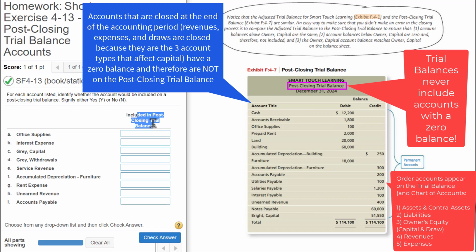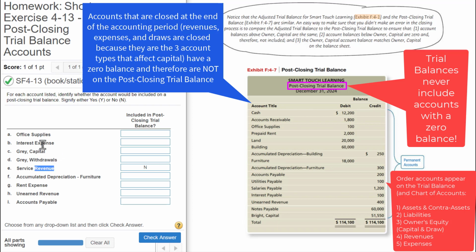So let's just start with revenues. Revenues are closed to capital, so they should have a zero balance and therefore are not on the post-closing trial balance. So let's see if we have any revenues. Here's a revenue account. No, it does not appear on it because it has a zero balance. And now don't accidentally click on this and say it's closed. Unearned revenue is a liability, so this liability is on the post-closing trial balance. Okay, so we said no to the revenues.